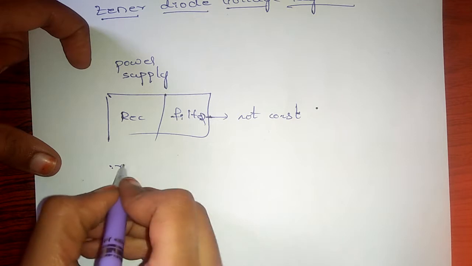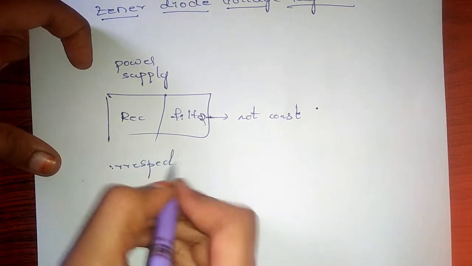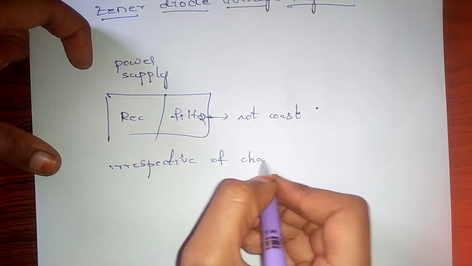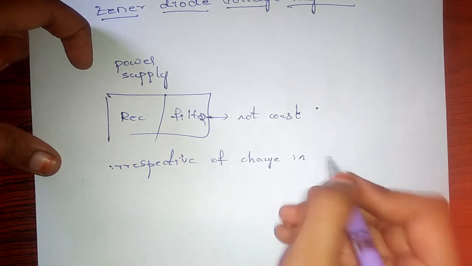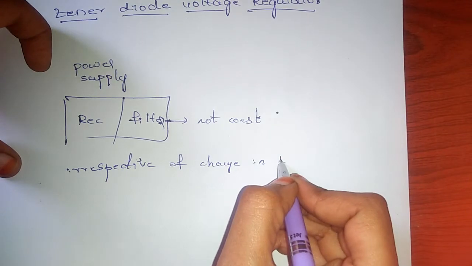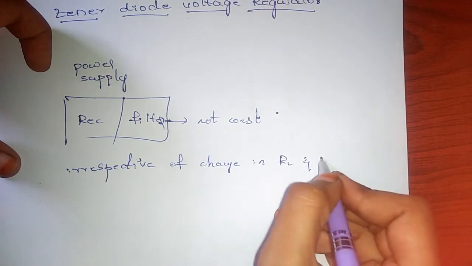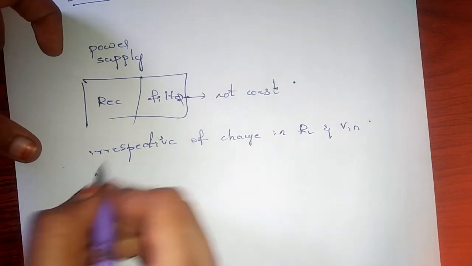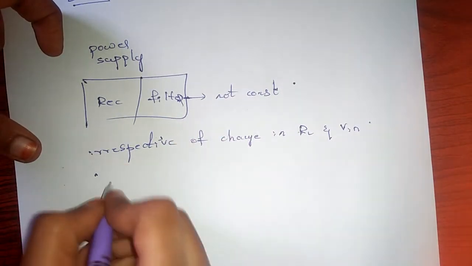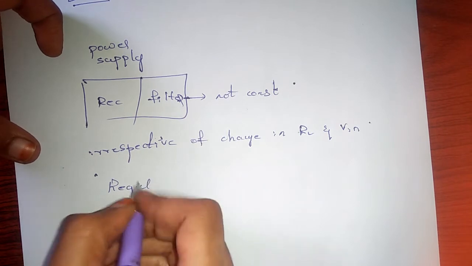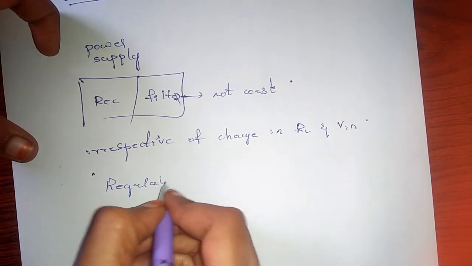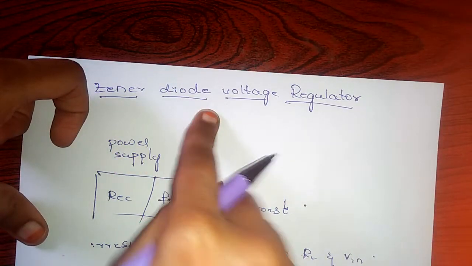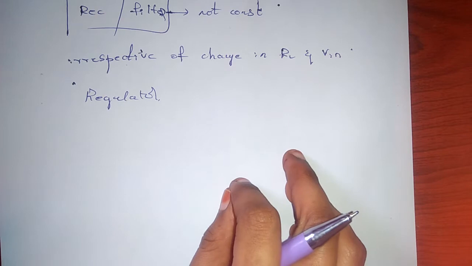irrespective of change in load and input voltage, if we want to keep the output constant, we use a regulator. So here the regulator that we are using is the Zener diode voltage regulator.